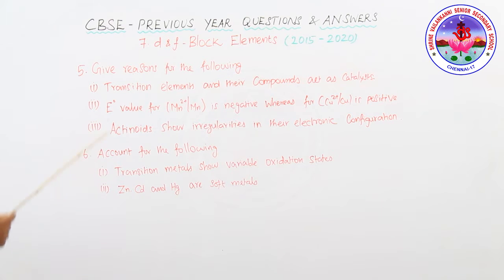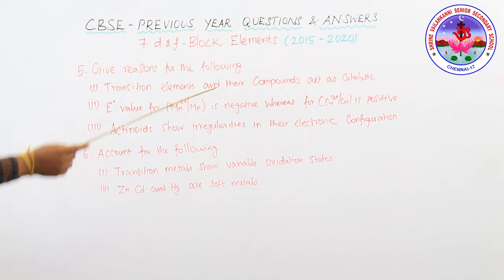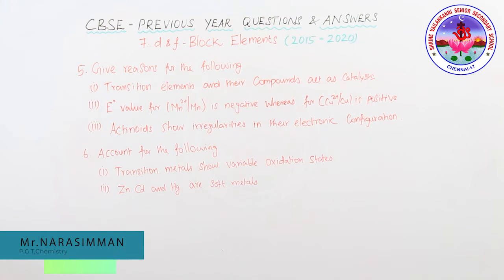And the second question is, the E0 value for Mn2+/Mn is negative, whereas for Cu2+/Cu it is positive. Why? Here Mn2+ is stable due to the exactly half-filled d5 configuration, that is 3d5 configuration. Then the E0 value for Cu2+, that of copper 2+, is positive due to the high enthalpy of atomization and ionization, and the low hydration enthalpy.